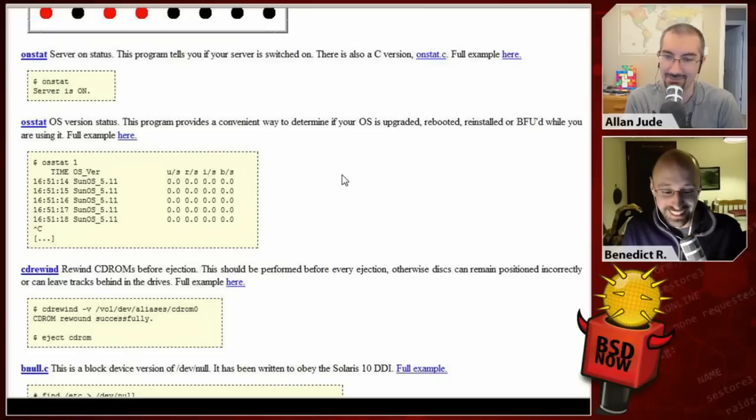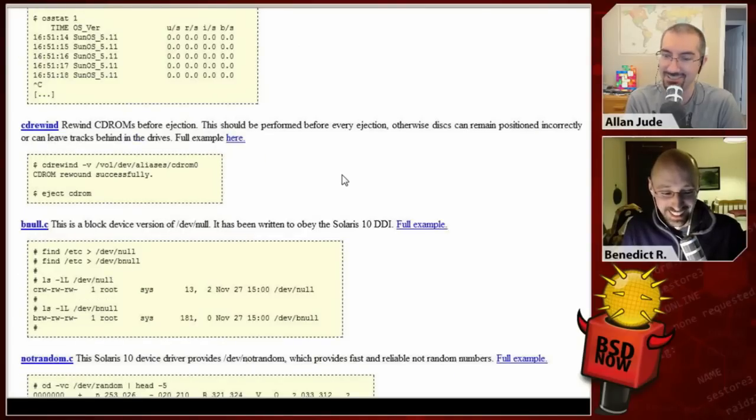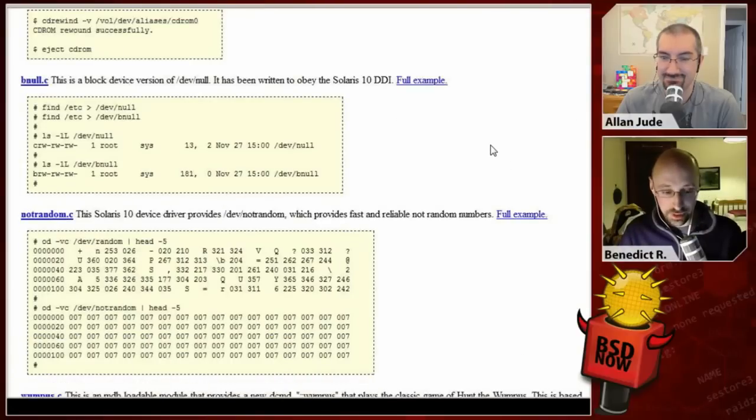Yes. Or the chat room loves this one: CD rewind. Rewind your CDs before you eject them. Yeah, of course, because you always want to have the rewound version when you put it back in. You have to be a little bit more careful about that. So always rewind your CDs when you use them.